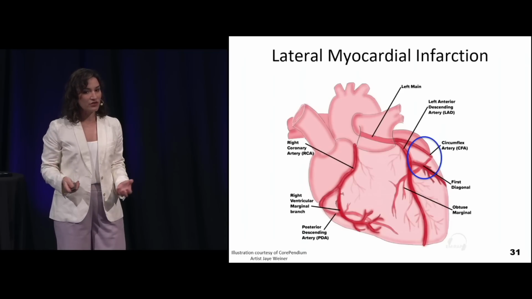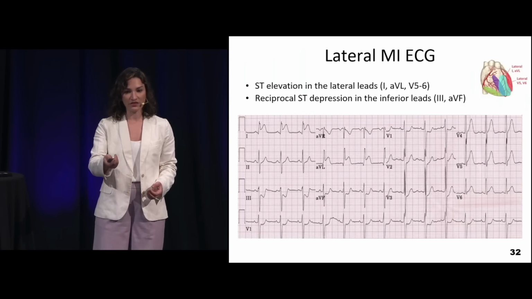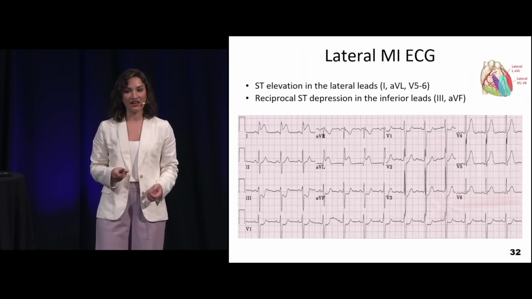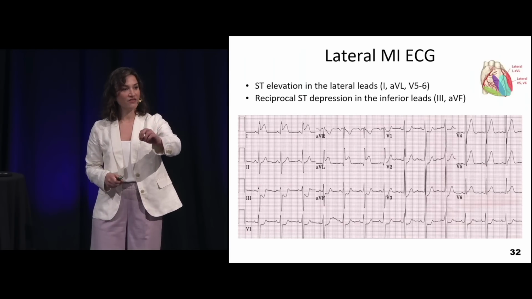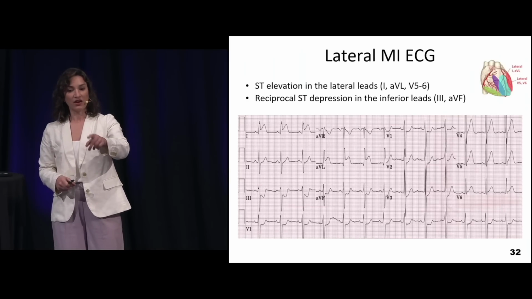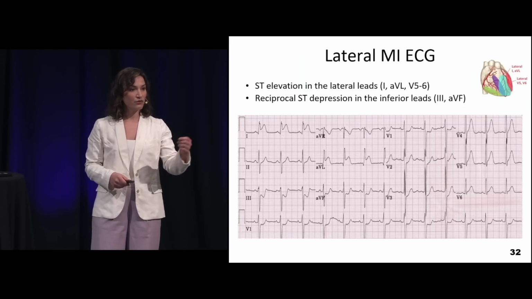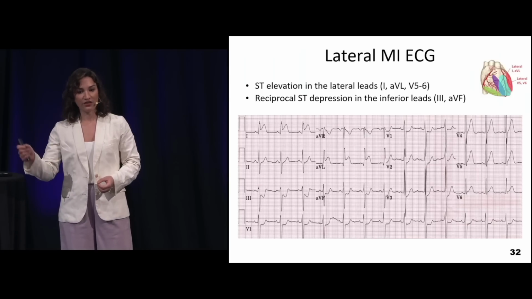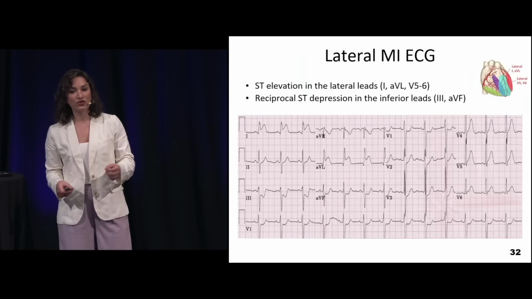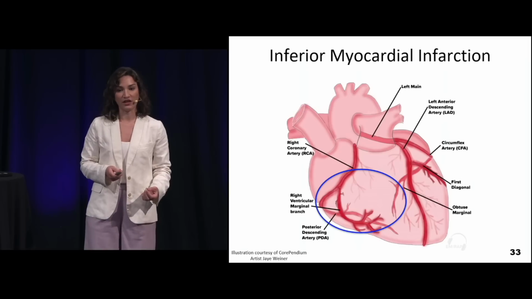Let's talk about a lateral MI. So again, that left circumflex coming around the side of the heart. What does that look like? Here's the lateral MI. You can see the ST elevation in 1, AVL, V5, and V6. On this EKG, you can really see it in 1 and AVL. And then, of course, you get that reciprocal depression. What's on the other side of the lateral leads? You can look again at 3 and AVF, maybe, again, that inferior area.